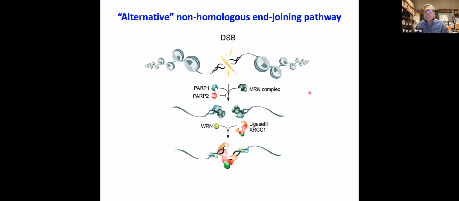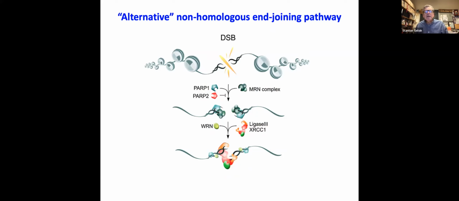Now, there's a second pathway or second set of pathways called the alternative pathway that use a different set of enzymes to be able to repair DNA. They use the PARP1 and 2 proteins, the MRN complex, the Werner helicase, and DNA ligase 3, which is actually not found in plants, but this is a slide taken from animal systems. And they will use this other pathway to repair the DNA.